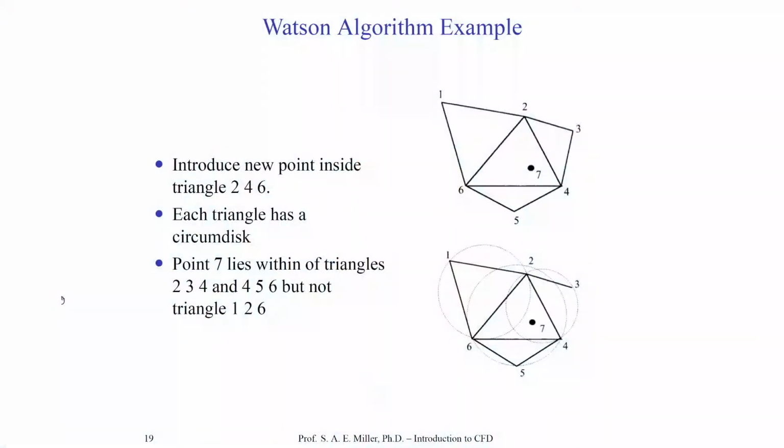Let's look at one example of the Watson algorithm. Let us say our initial mesh is up here in the upper right. It has nodes 1, 2, 3, 4, 5, 6. And let us introduce a new point within our mesh. We'll say it's point number 7, which is in the triangle 2, 4, 6.